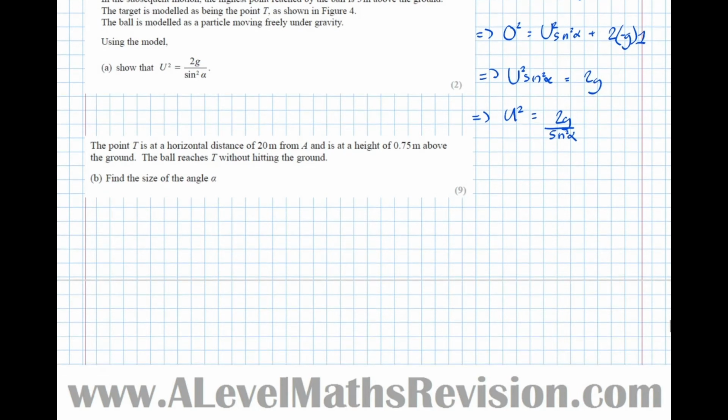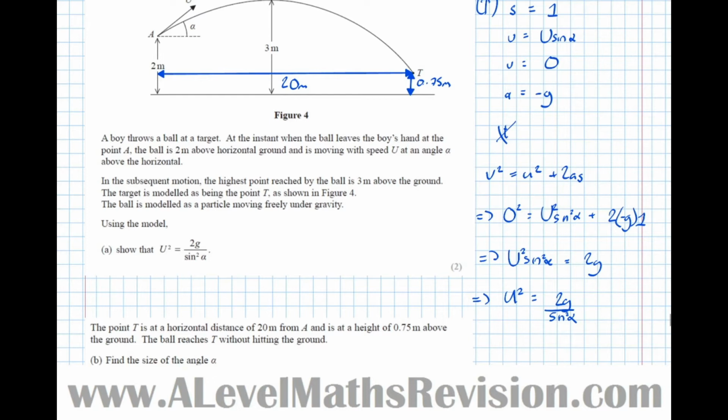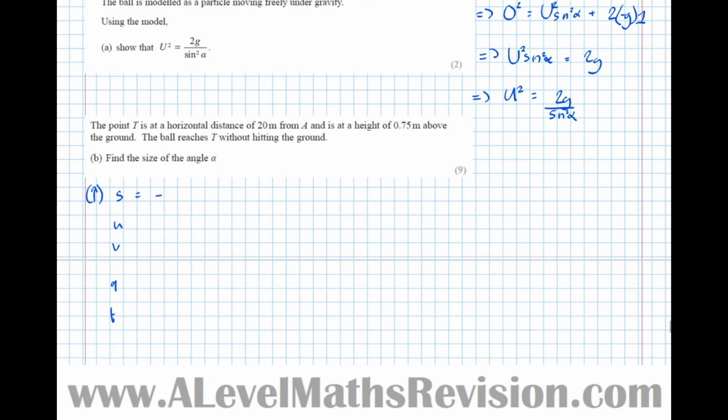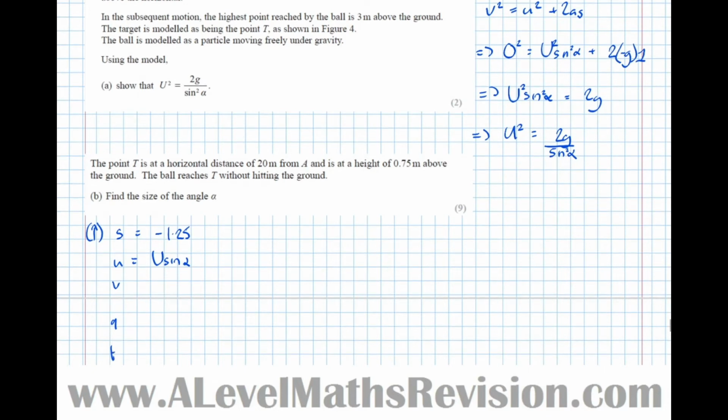So we'll consider vertically again. So we've got S U V A T, and its displacement from its original position now is minus 1.25, because it was at 2 meters at the start and now it's moved down 1.25 meters, so minus 1.25. Its initial velocity, u, is u sine alpha. Its final velocity we don't know. Its acceleration is minus 9.8.